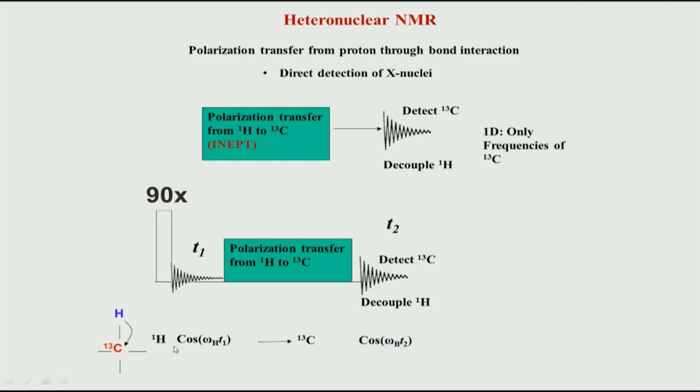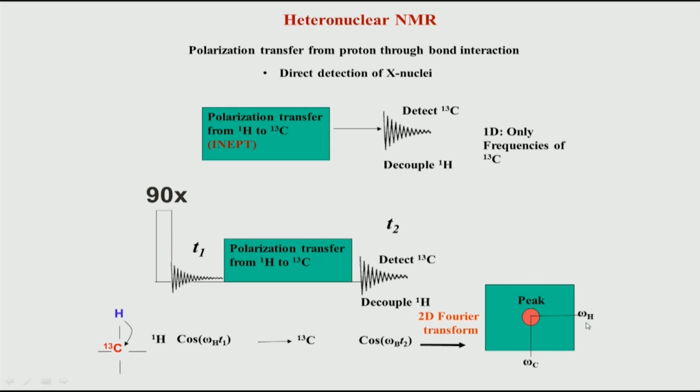This is how we get the transfer, and now you can see my FID will finally be a combination of this FID and this FID. When I combine, I get frequencies of proton which are now correlated to the frequency of the carbon. If I do a 2D Fourier transform like we saw in the homonuclear case, I will get this spectrum, which gives me a cross peak, where one axis is proton and the second axis is carbon.